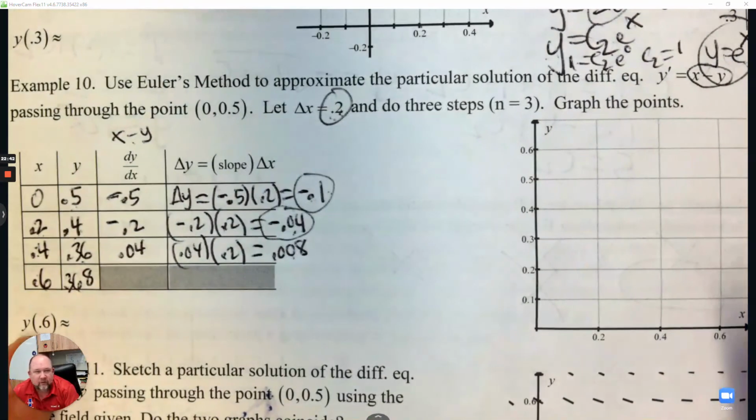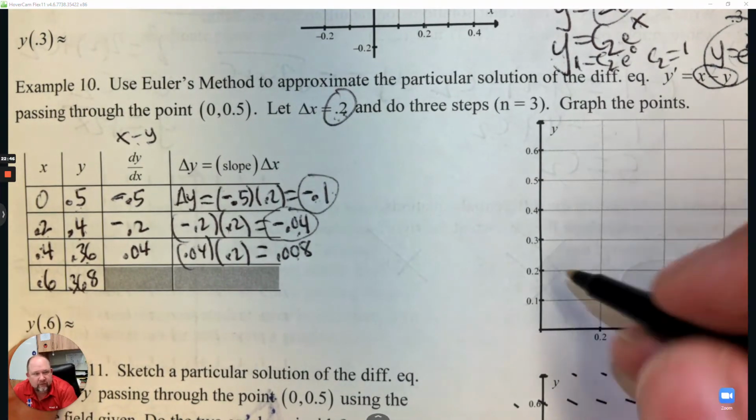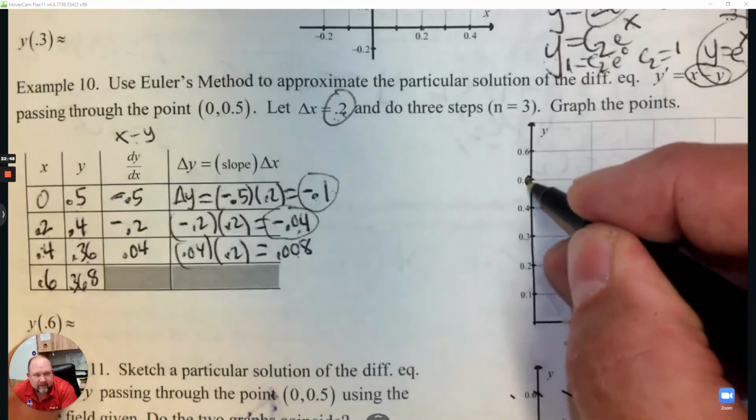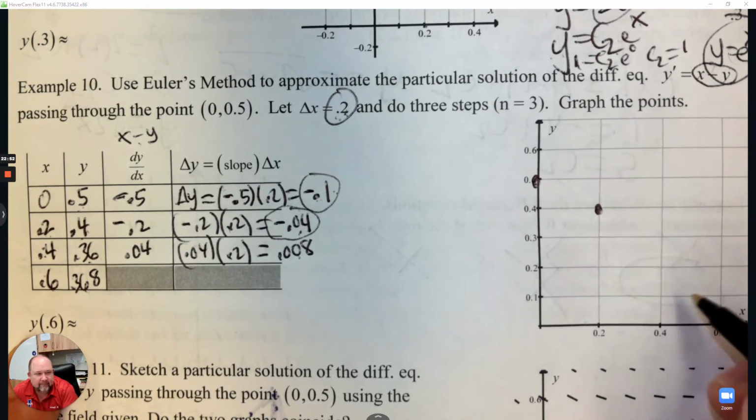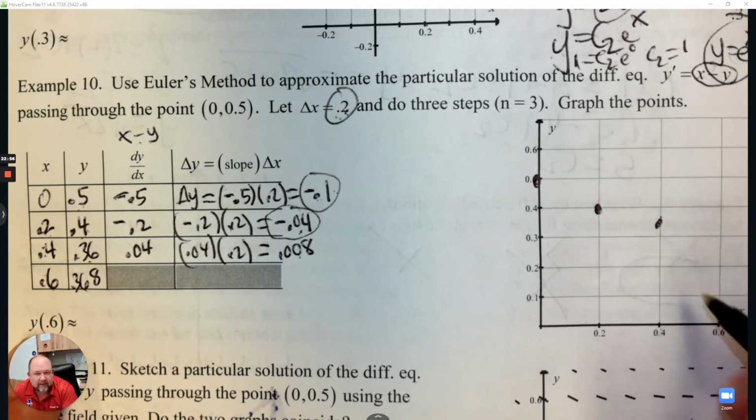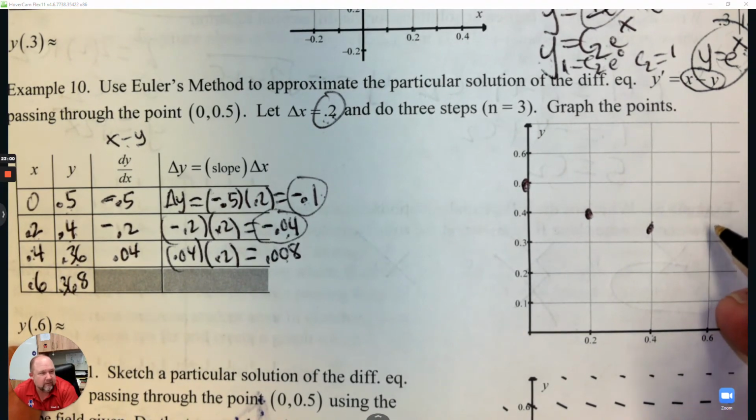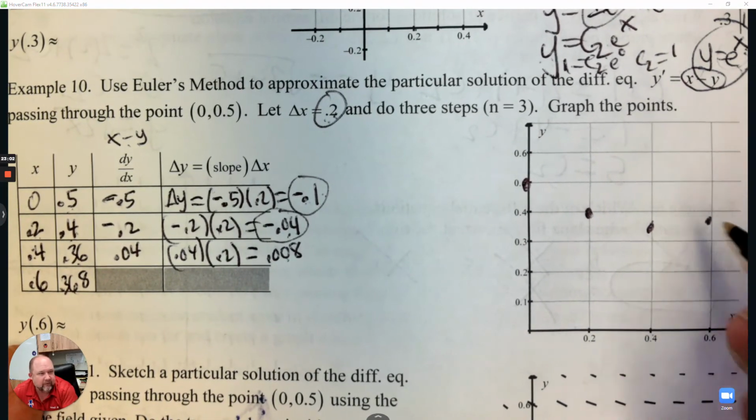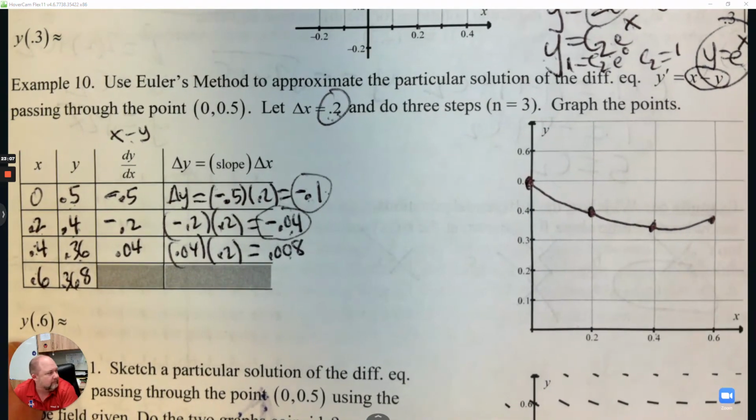And then I'm going to take those values and come back here. So at 0, the answer was 0.5. At 0.2, the answer was 0.4. At 0.4, the answer is 0.36. And at 0.6, the answer is 0.368. Which is a little bit higher, right? It's like we have a little turning point there. And then connect this together.